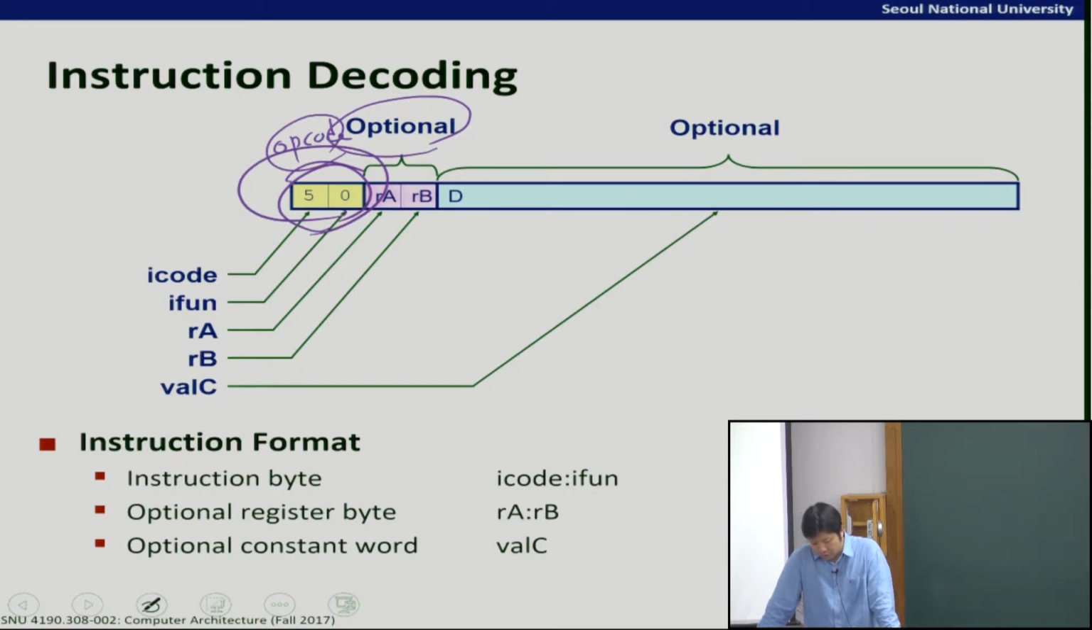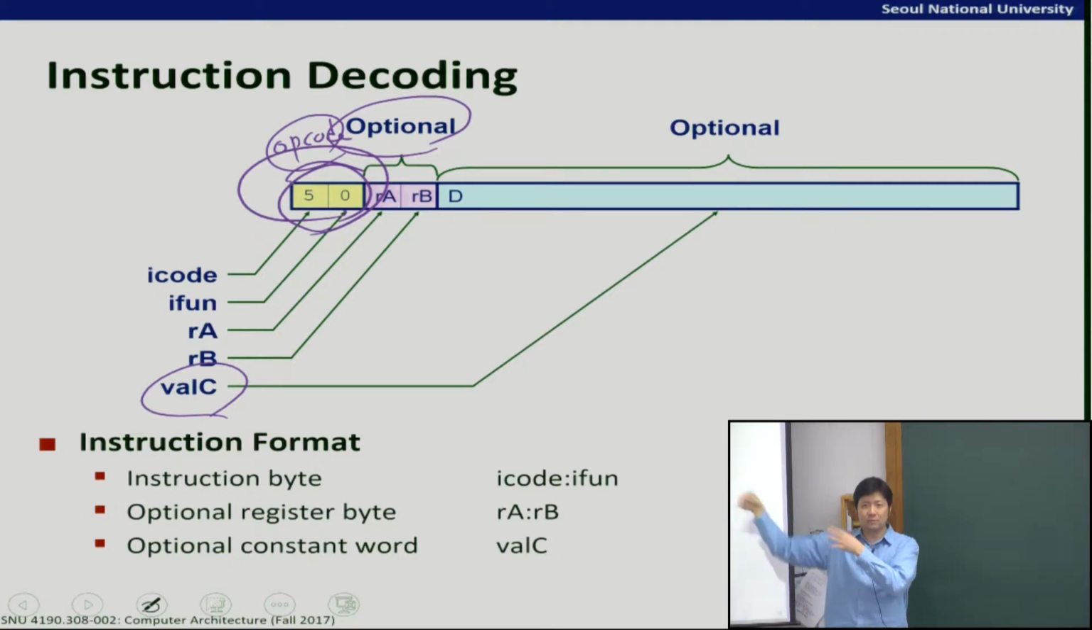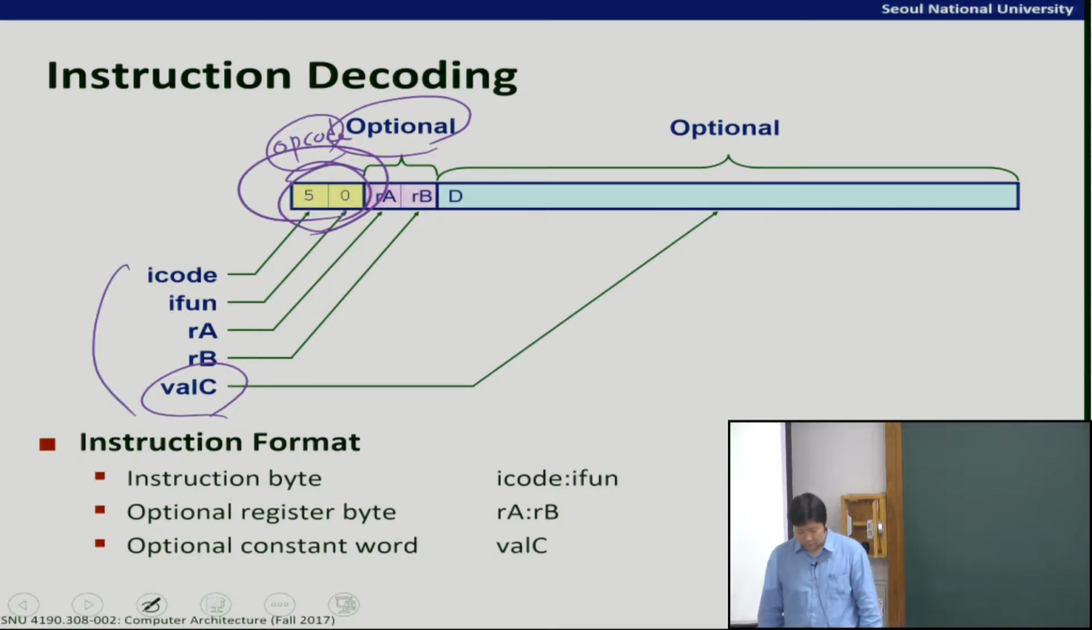But this is optional. And this one may also be followed by another optional field, the constant value, called val C. So when I refer to val C, that means the constant D field in the instruction. It is a name, so we just name them like this.